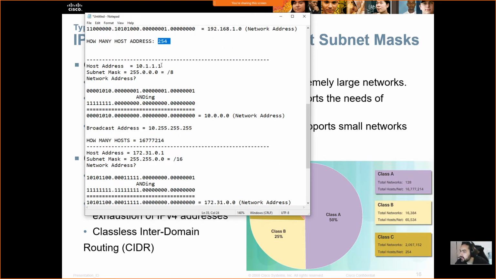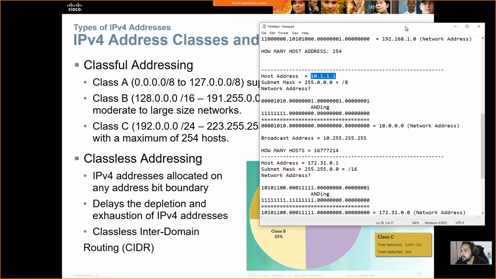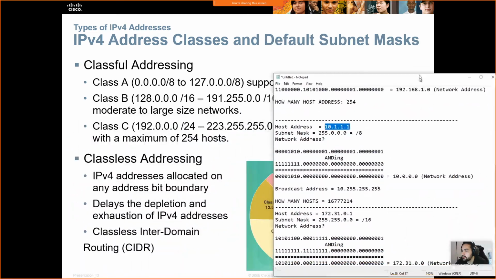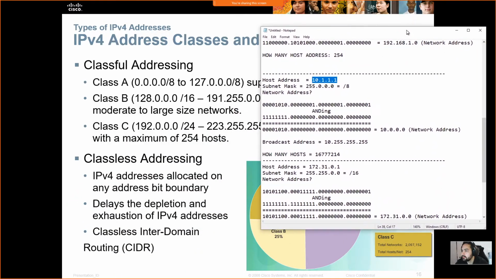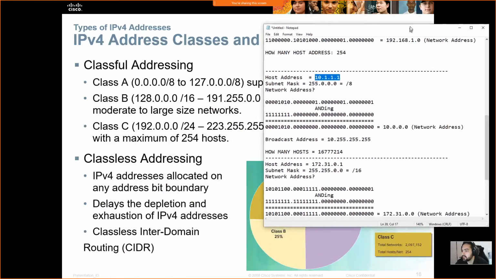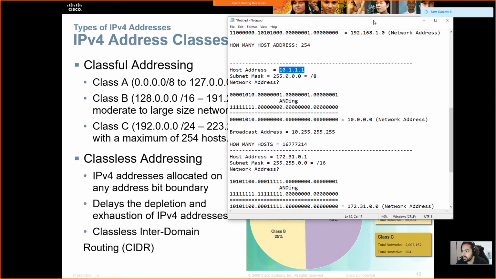Now this address in here, which class is this based on the table here? Anyone know this? This is a class B address.